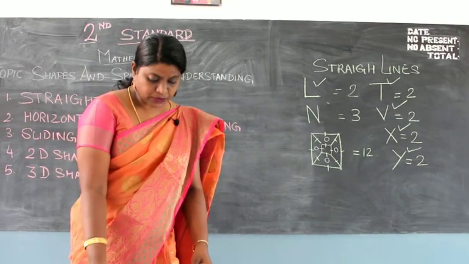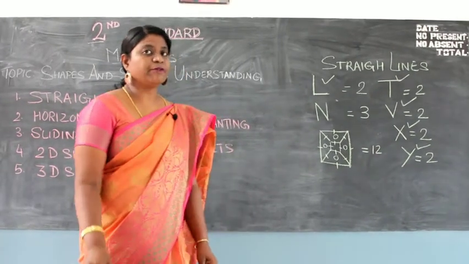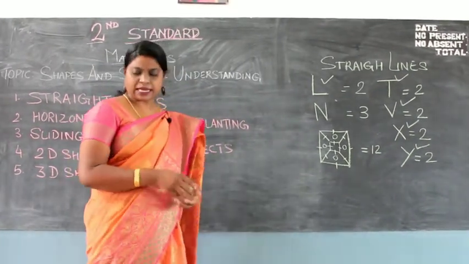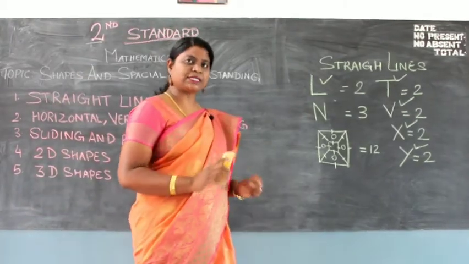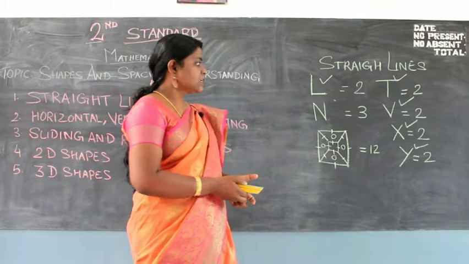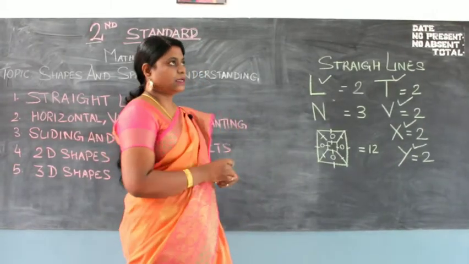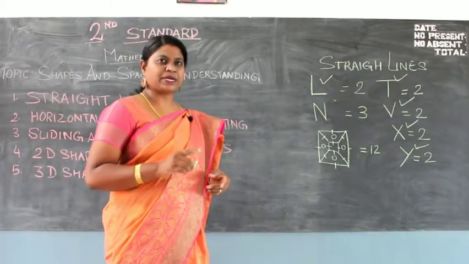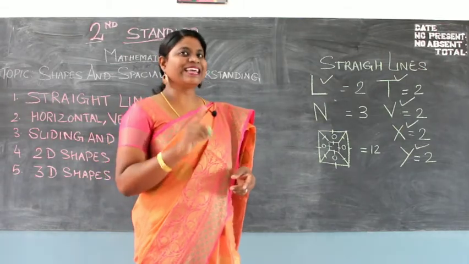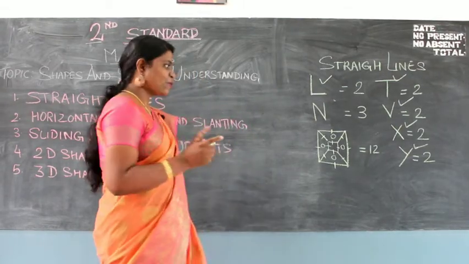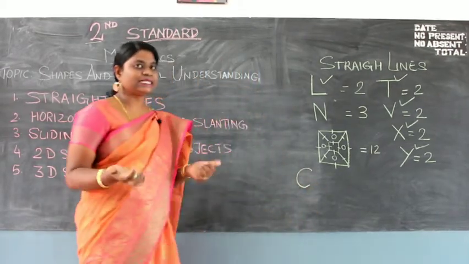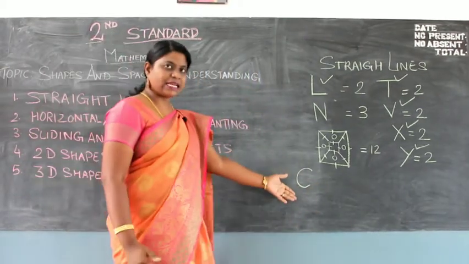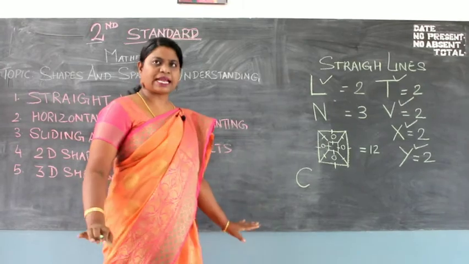Now, there are a few alphabets which don't have any straight lines. Can you recollect any alphabets which do not have any straight lines? So, let me think. B, but B has a straight line. Then it has two curved lines, right? So, yes, C. C has no straight lines, right? Is it a straight line? It's a curved line. There's no straight line in this.